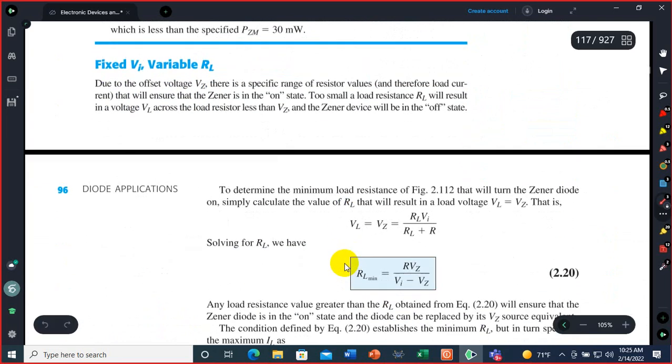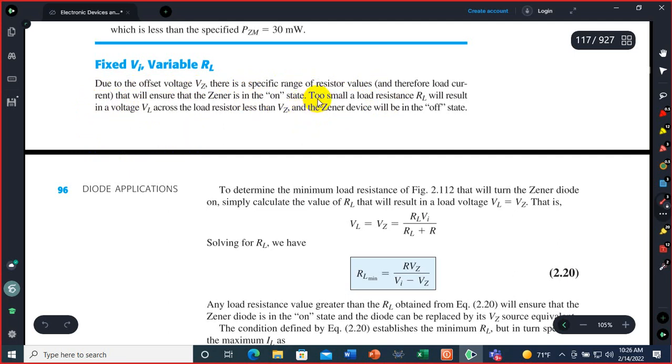Okay, now fixed Vi and variable RL. So in this situation, when the input voltage is fixed and load resistance gets varied, due to the offset voltage VZ, there is a specific range of resistor values, and therefore load current, that will ensure that the zener is in the on state.